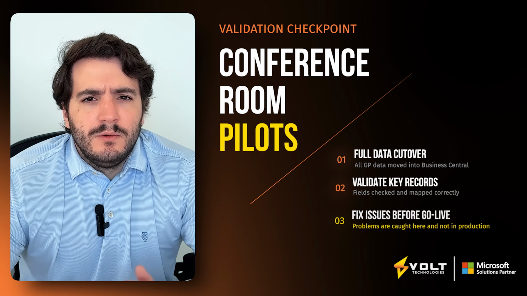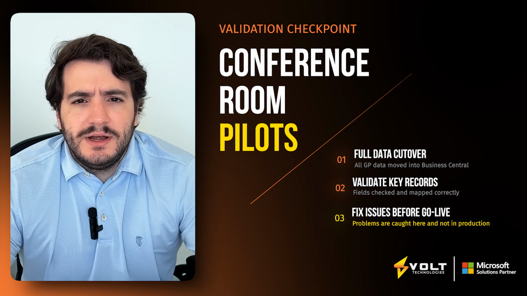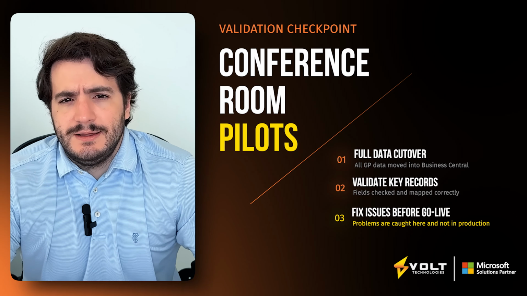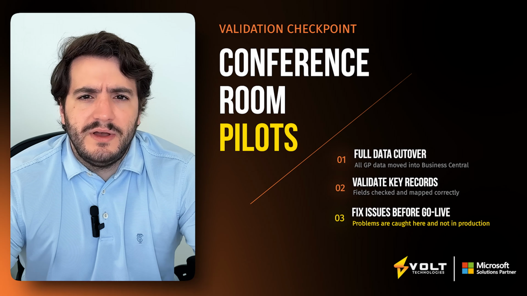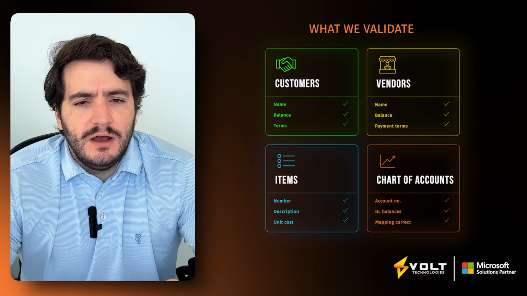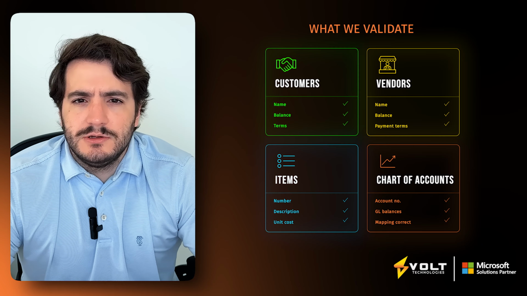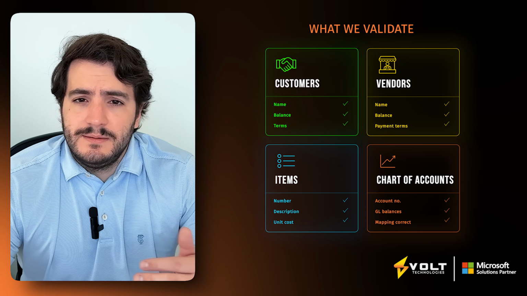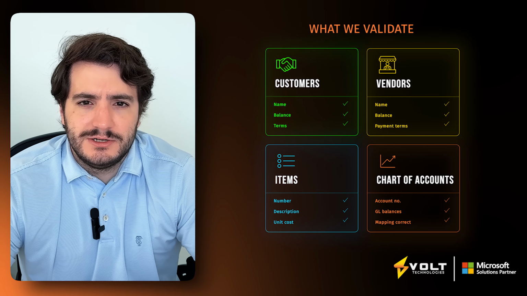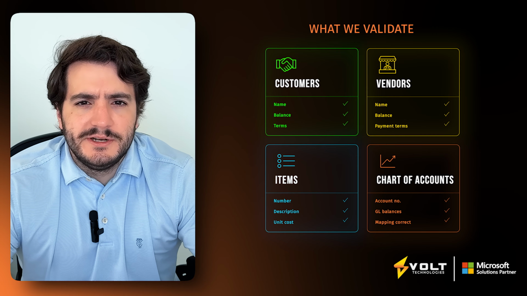Additionally, on top of that, we're going to have our conference room pilots, or what I like to refer to as our mock go-lives. During each mock go-live, we will do a full cutover of all of your data from Great Plains into Dynamics 365 Business Central and go through validation processes. We'll look at customers, vendors, items, our chart of accounts. Obviously, we don't look at every record or every field, but we validate key accounts. We make sure that fields are mapped correctly. We do this sometimes once, sometimes twice, sometimes 3 or 4 times. It just depends on the complexity of the project. But making sure that we're aligned, all of the data is validated, is a crucial piece of the implementation.